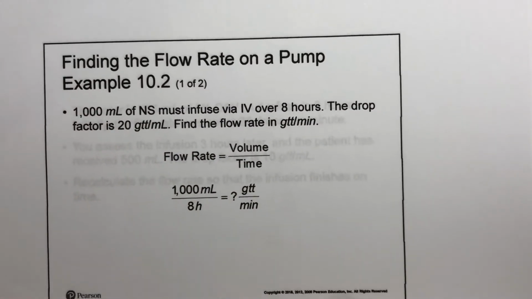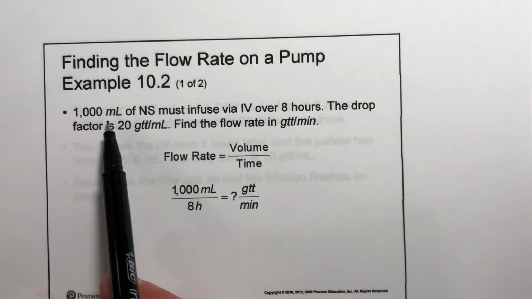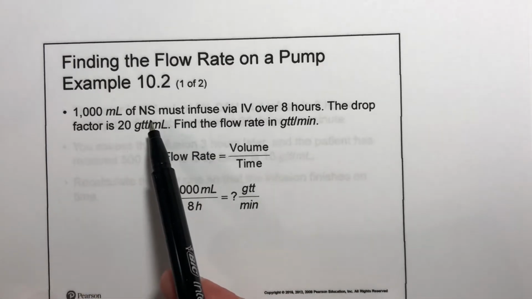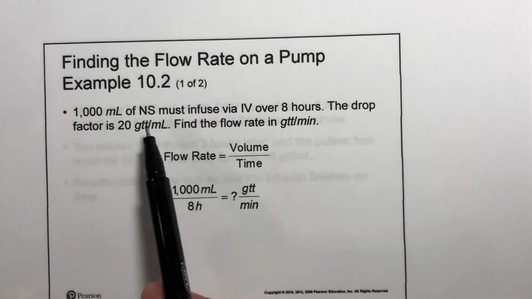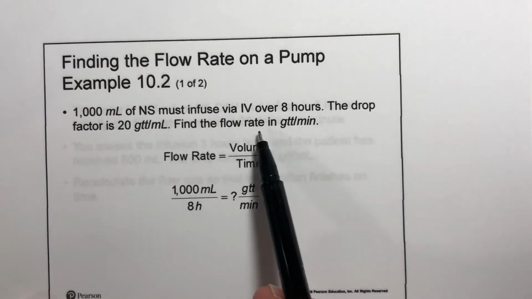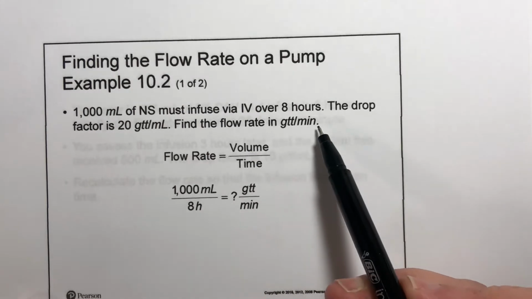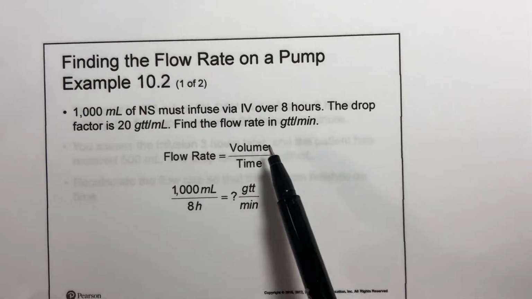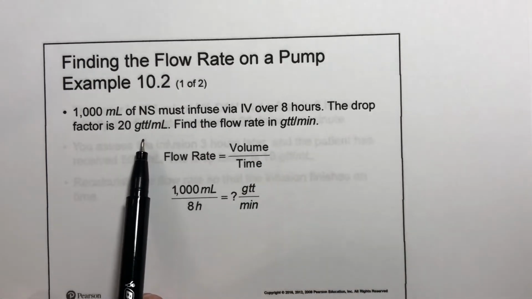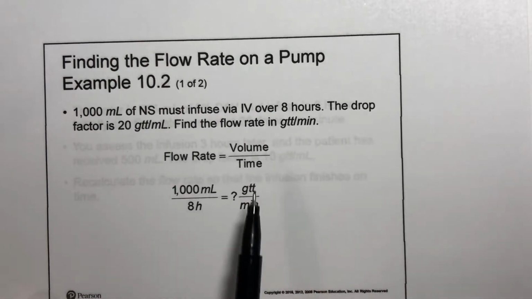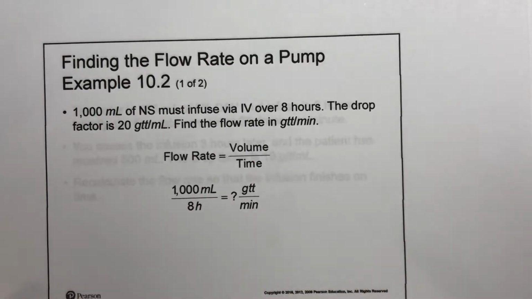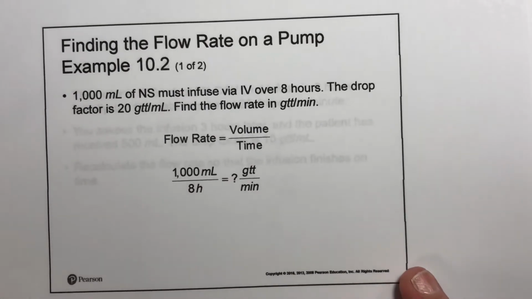Okay. For this one, we have been ordered 1,000 milliliters of normal saline, and it's supposed to take 8 hours. The drop factor is 20 drops per milliliter. Find the flow rate in drops per minute. Okay, so we have milliliters, we need to get to drops, and we've got minutes. And we've got hours right there. So we're going to have several conversions to do.